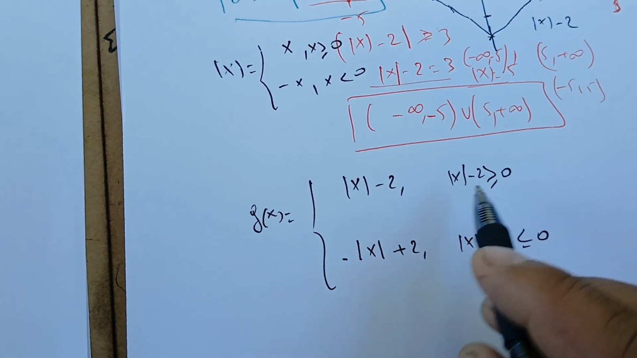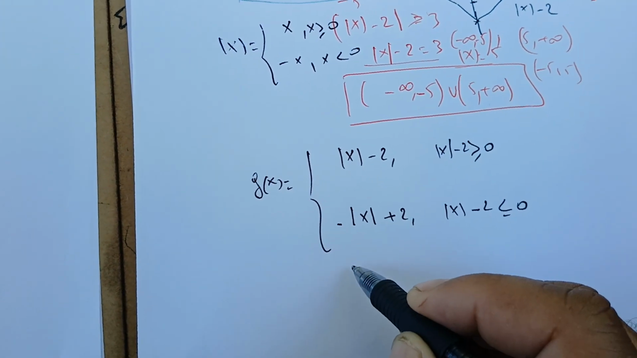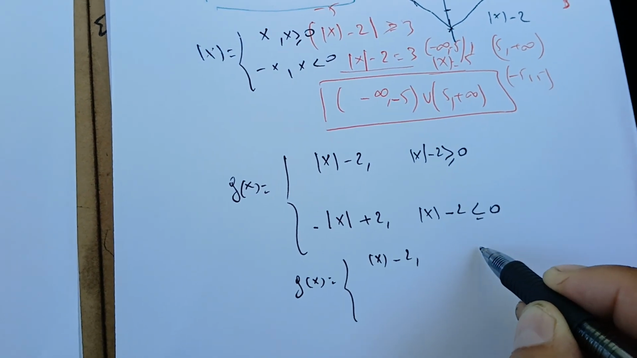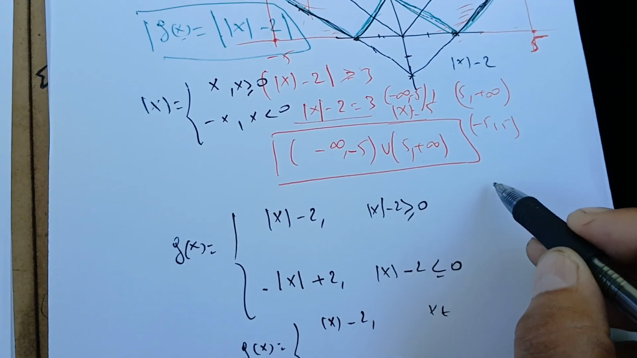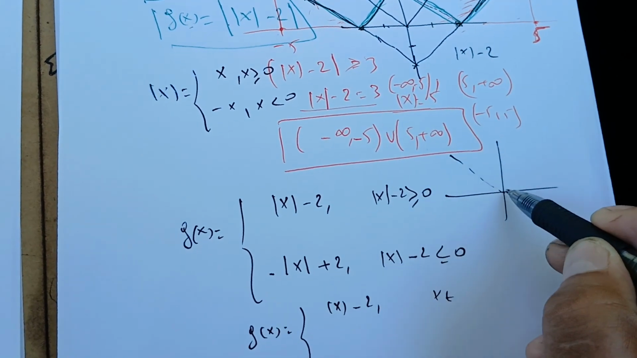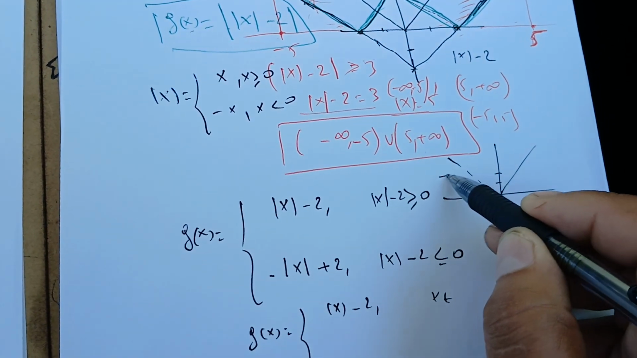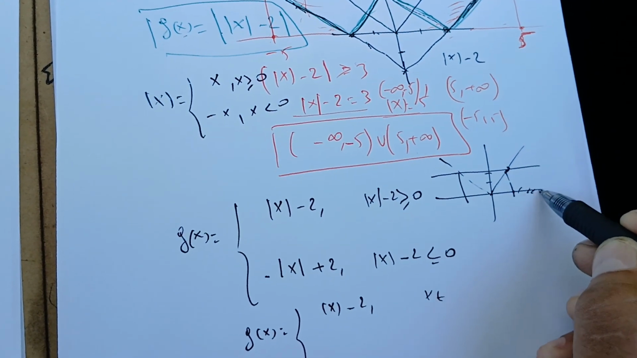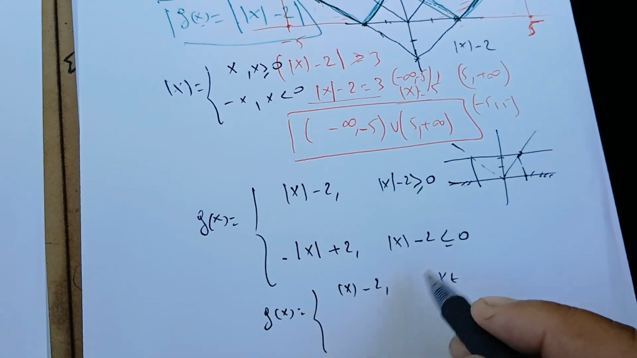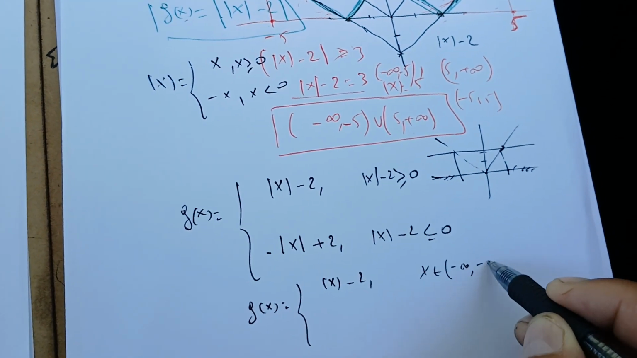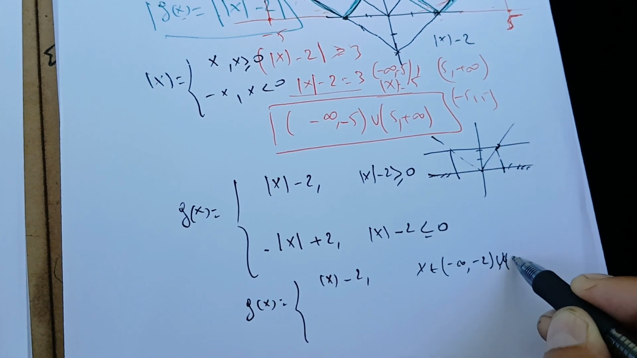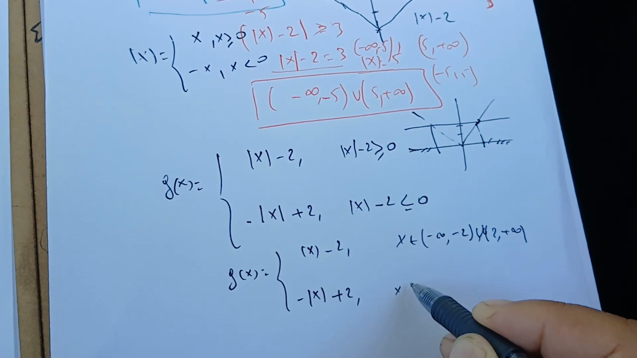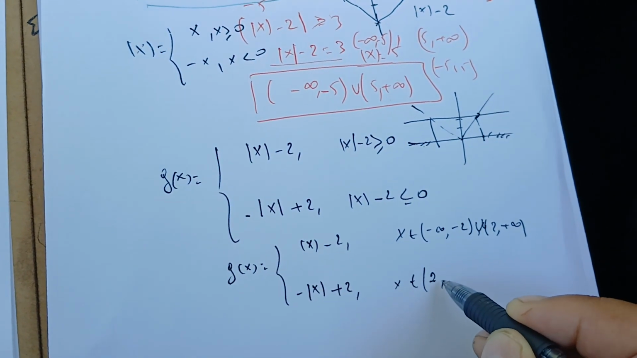This one will give me what? Let me simplify it one more time. g of x will be the absolute value of x minus 2 when x is in, so the absolute value of x bigger than 2. Let's redraw the absolute value. So this is 1, this is 2. So when the absolute value of x is bigger than 2, so when x is in this interval or in this interval, that means x is in minus infinity, minus 2 union 2, plus infinity, and it's minus the absolute value of x plus 2 when x is in here, minus 2, 2.